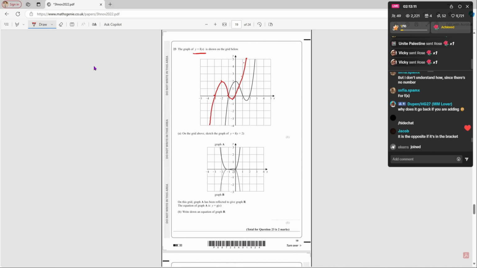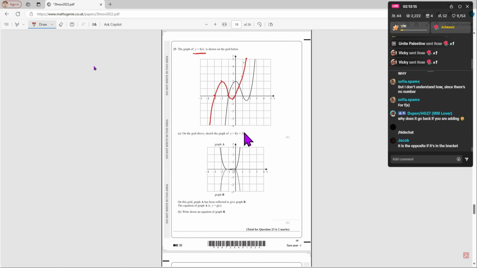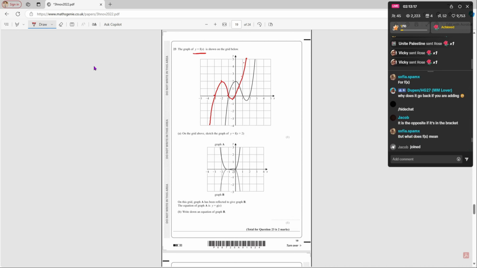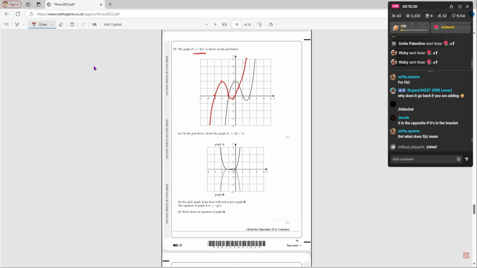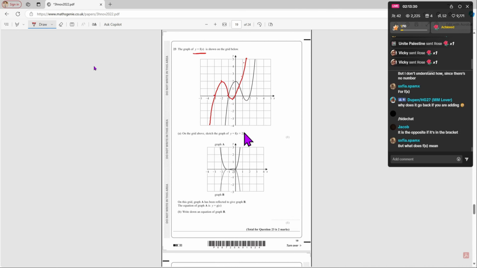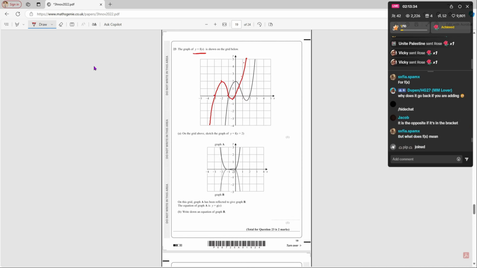So if you're subtracting, you're going to move forward, okay? If it was x minus 2, you are going to move to the right 2 spaces. This whole topic is called functions, okay? f(x) means the function. Basically, it's the opposite. If it's in the bracket, it's going to be the opposite.